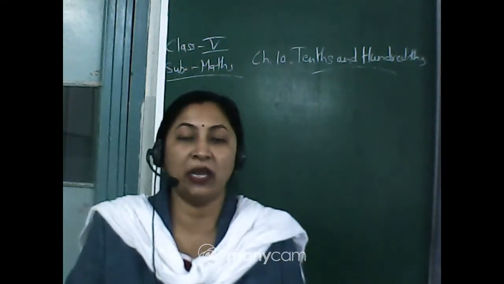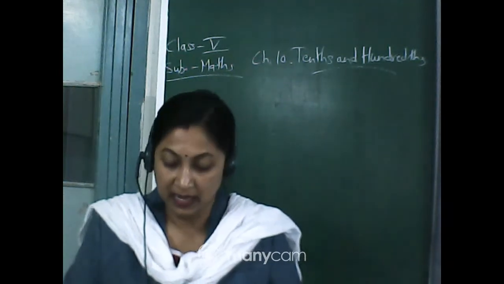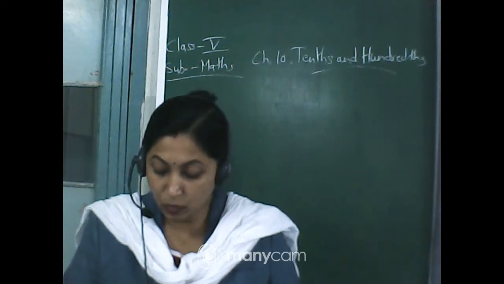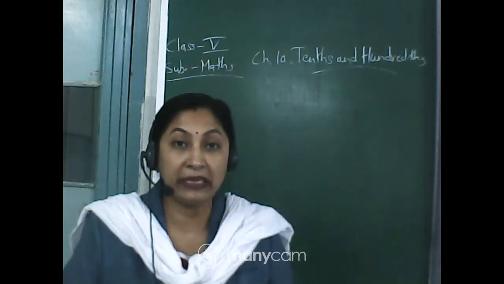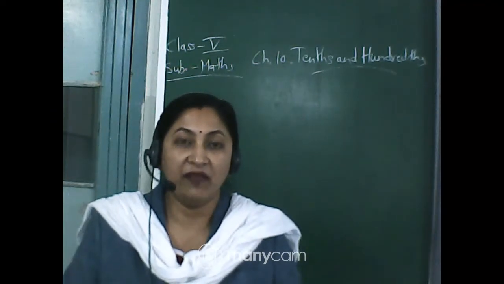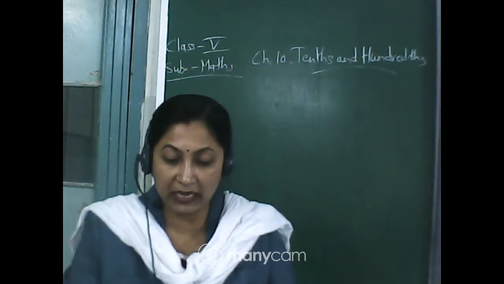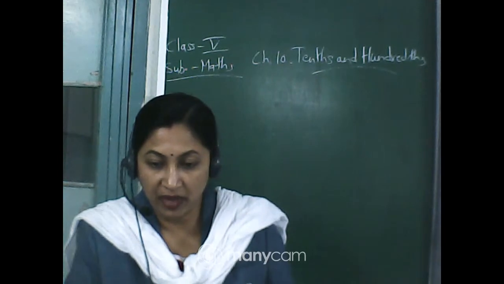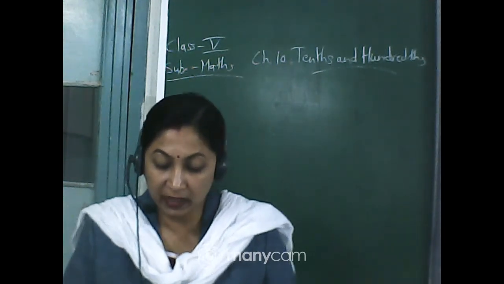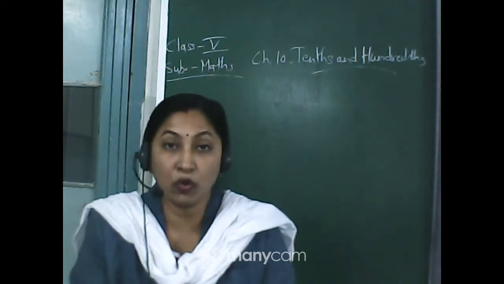And we were doing chapter number 10, tens and hundreds. In this chapter, we have completed page number 144, question number D. I think up to question number D, we have completed. And we have to start the next one, question number E. Isn't it? Yes, so I'm going to read the question, you just go through it.